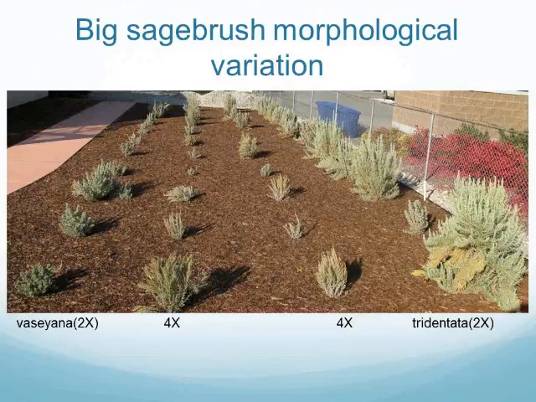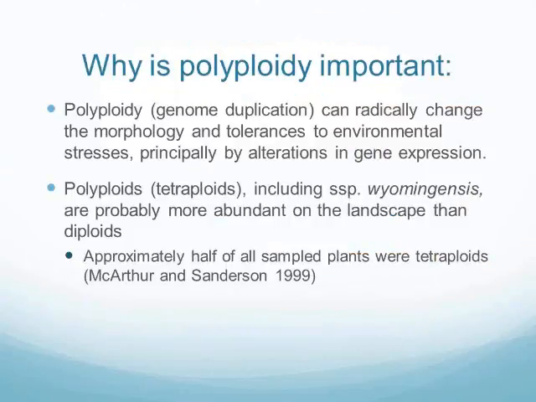If you look down the rows, you can see the amount of variation that occurs just in these tetraploids. Toward the back here, you get ones that are almost indistinguishable from the diploid tridentata. So there's an enormous amount of variation just in these plants. And of course, some of these you would consider to be wyomingensis, and some of them you'd consider to be tridentata.